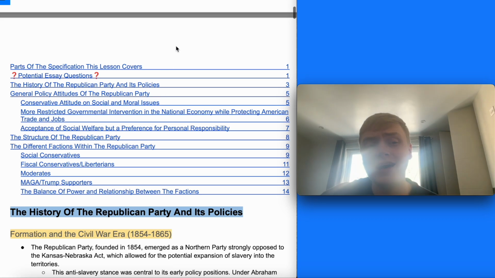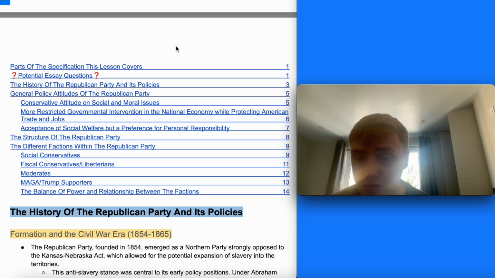I'm then going to start by giving you a history of the Republican Party and its policies, then going into the general policy attitudes of the Republican Party, looking at their conservative attitudes on social and moral issues, more restricted government intervention in the economy, an acceptance of social welfare, but a preference for personal responsibility.